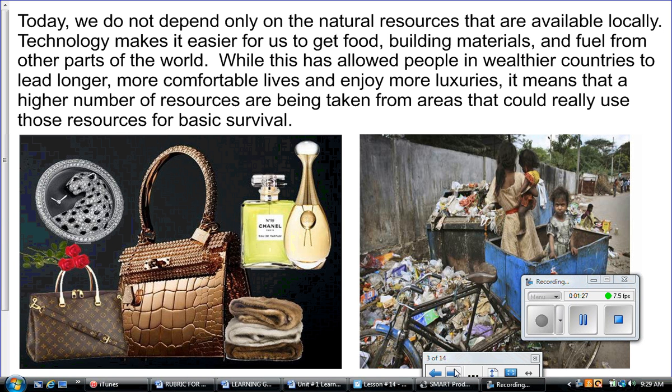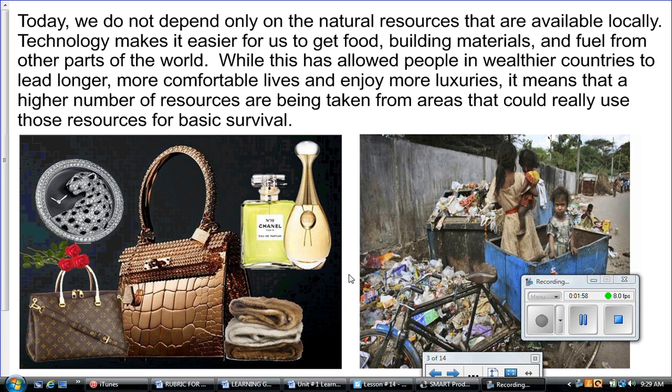Today, we do not depend only on the natural resources that are available locally. Technology makes it easier for us to get food, building materials, and fuel from other parts of the world. While this has allowed people in wealthier countries to lead longer, more comfortable lives and enjoy more luxuries, it means that a higher number of resources are being taken from areas that could really use those resources for basic survival.